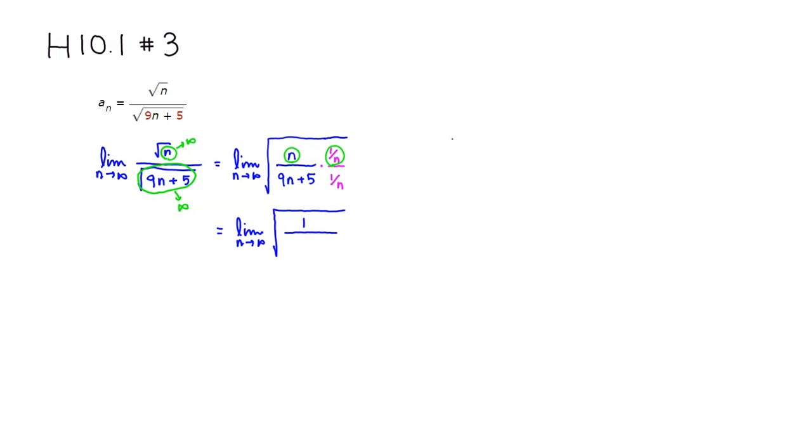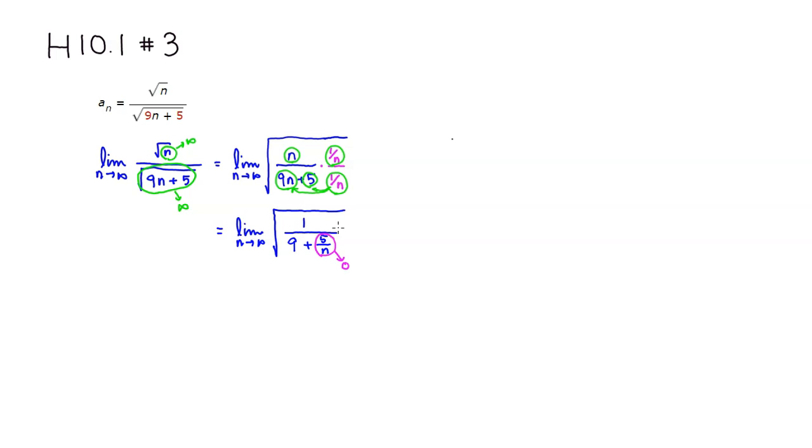Then I'm going to distribute 1 over n to 9n. So the n's cancel out, and you're just going to get 9 plus 5 times 1 over n, which is 5 over n. This is easy to compute, since as n goes to infinity, 5 divided by a huge number n is going to approach 0. So 5 over n basically goes away.